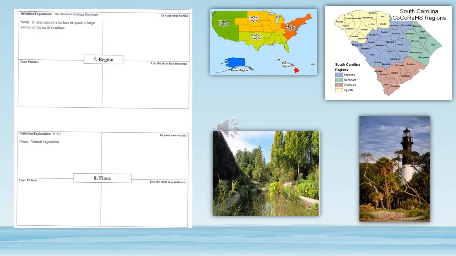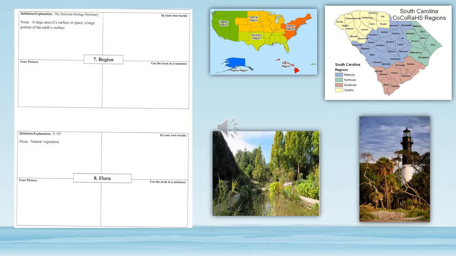And then the northeast region is usually kind of blended in with the Midlands when we talk about our geographical regions. But see, this map right here is showing they've divided it up a little bit differently, showing our high school regions.